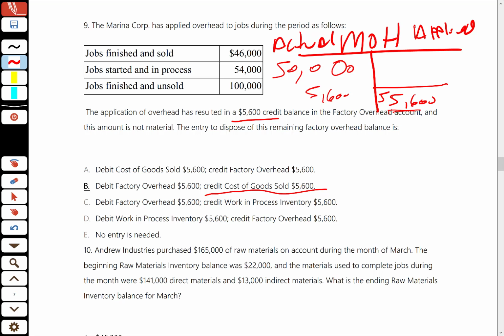Well, we talked about the option of allocating it between work in progress, finished goods, and cost of goods sold, based on the relative balances that are in each one of those. Yeah. I think that's the one. But I don't think we're going to do that for the test. Okay. But there is the option.